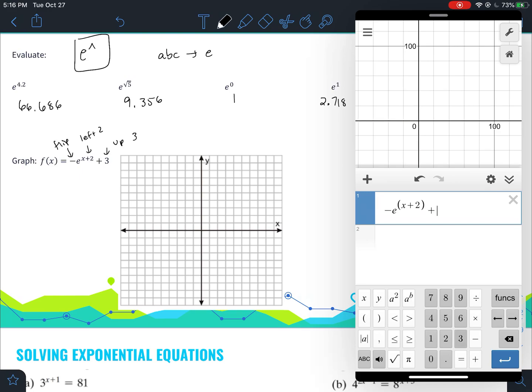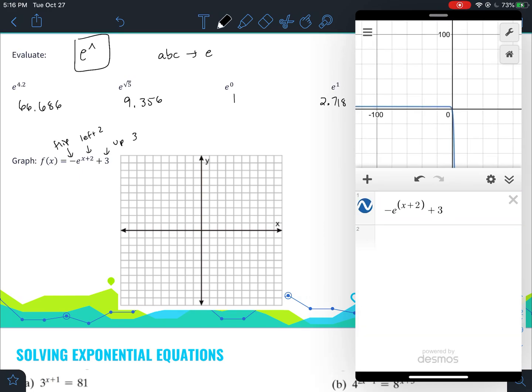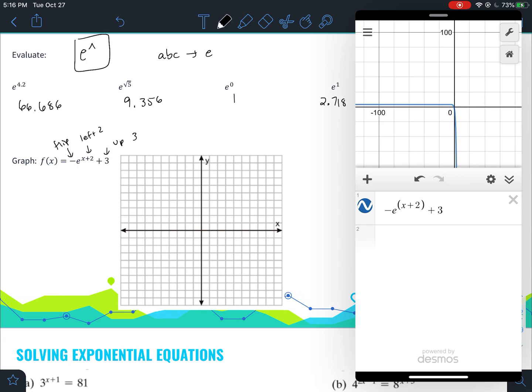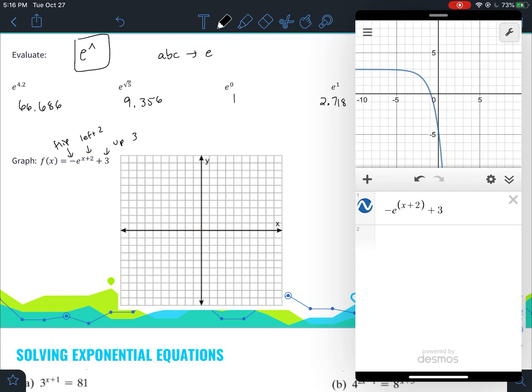And then get out of the exponent, plus 3. And there we go. So that's what that graph would look like. So it moved my normal guy up 3. So instead of crossing at 1, it moved left 2. So left 2, up 3. So 1, 2, 3.